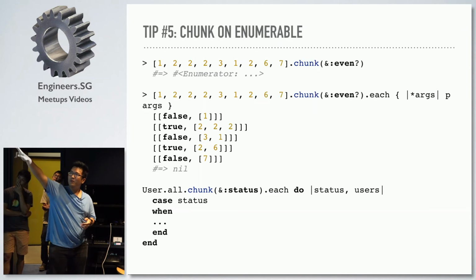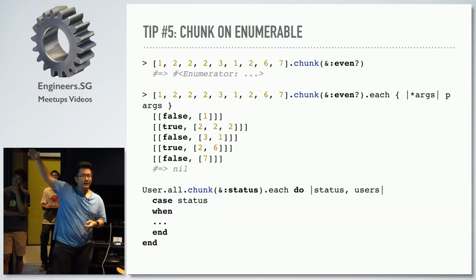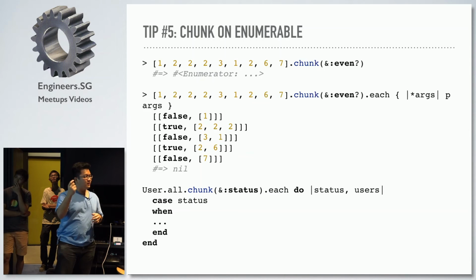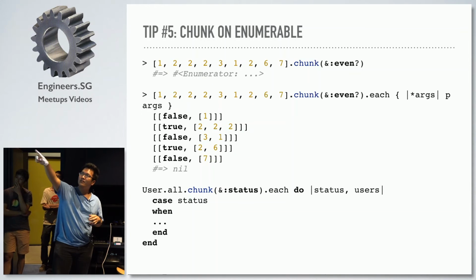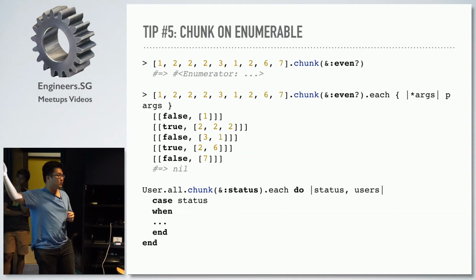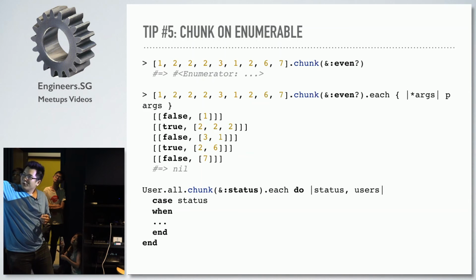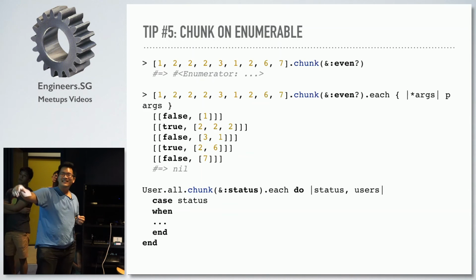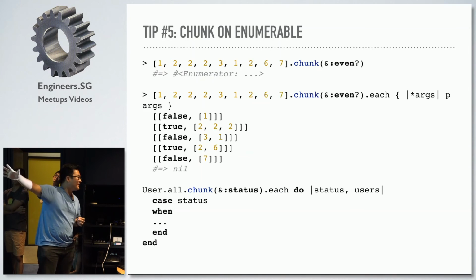Normally you pass it a block. You can do .chunk, pass in the element as a parameter of the block, and whatever the block returns becomes the criteria for your grouping. In this case, I use the to_proc, the new syntax, &:even?. So you call even? on every single element of the enumerator, and it will group the elements according to whether they're even or not. Now you notice that the output is not totally grouped because you get false, 1, because 1 is odd. True, you get 2, 2, 2, and then false, 3 and 1, and you get the idea.